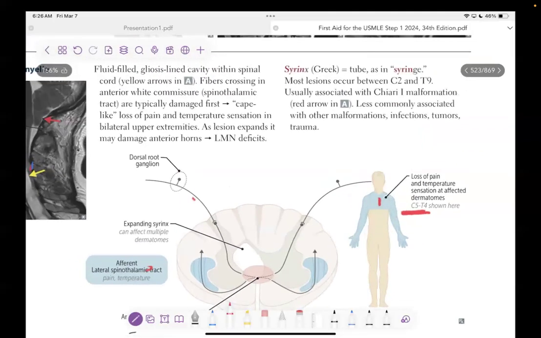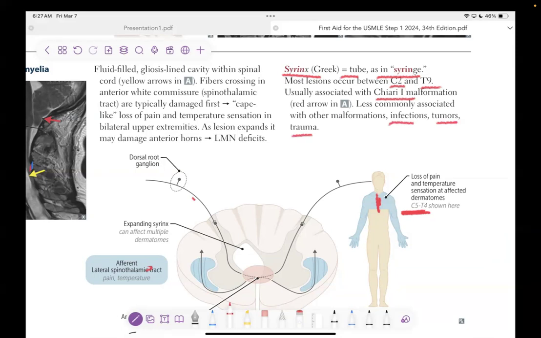One cause was Chiari-1 malformation. The cerebellum was coming down, and it was also associated with syringomyelia. And the other causes, let's see. Syrinx in Greek means tube or syringe. Most lesions occur between C2 and T9 in the upper part of the body, usually associated with Chiari-1 malformation, and less commonly associated with other causes like infection, tumors, and trauma.